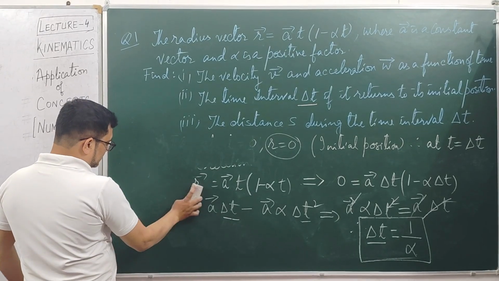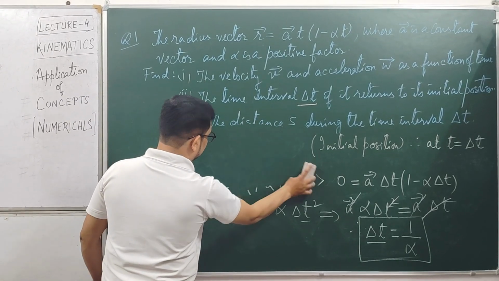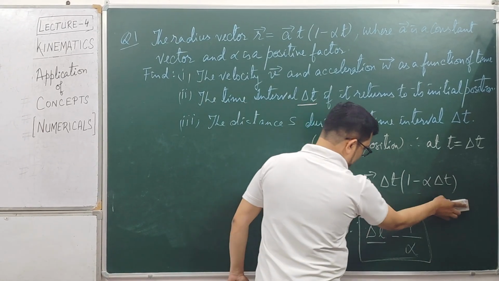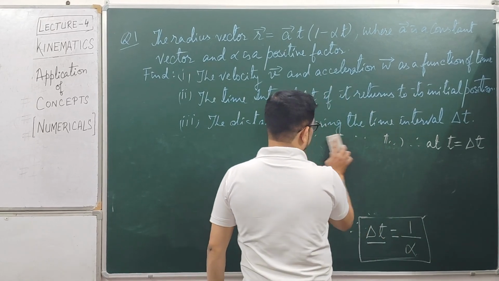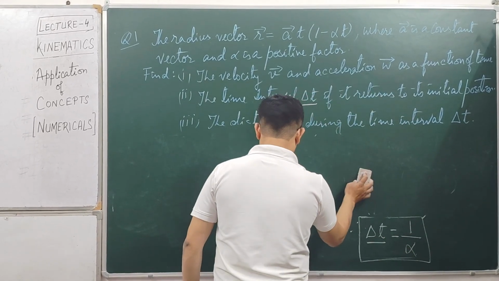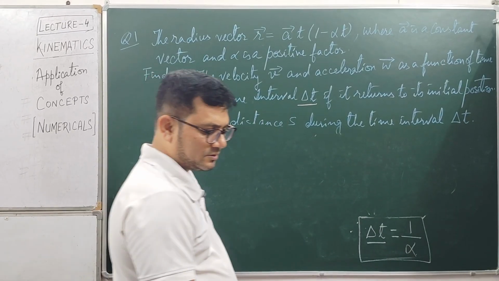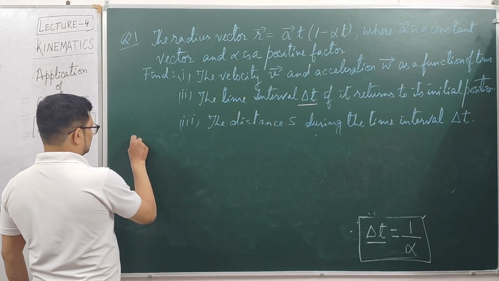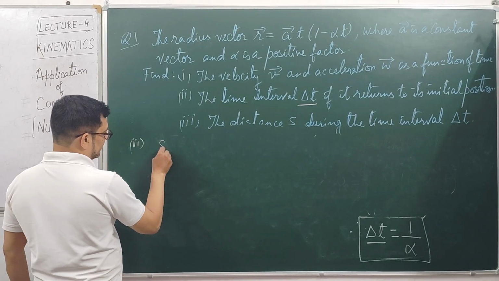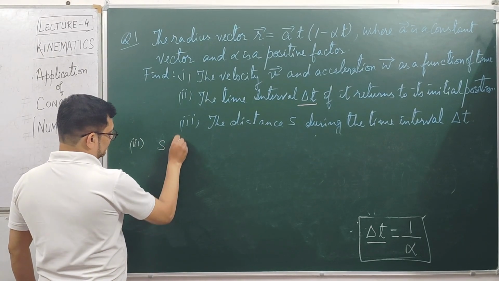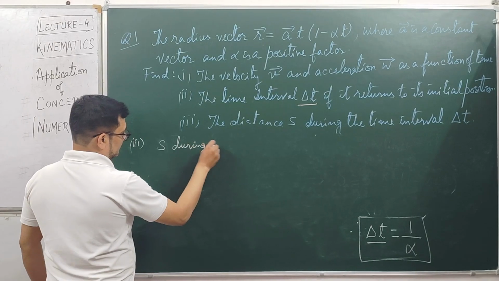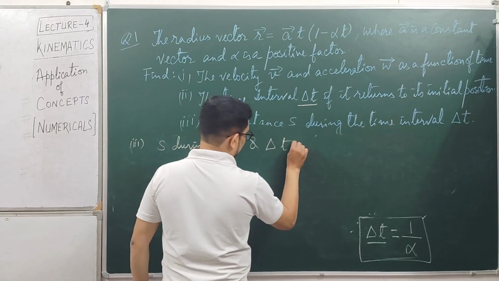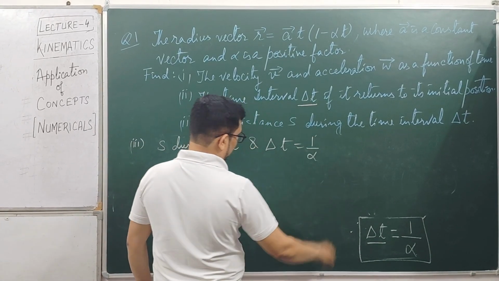The next part of the question says: what is the distance s during this delta t? We got this delta t is equal to 1 over alpha, and the body is returning back. If it is returning back, then what is the total distance traversed? That is what we want. So the third question says that you need to find s during delta t, and we know delta t is going to be 1 over alpha.